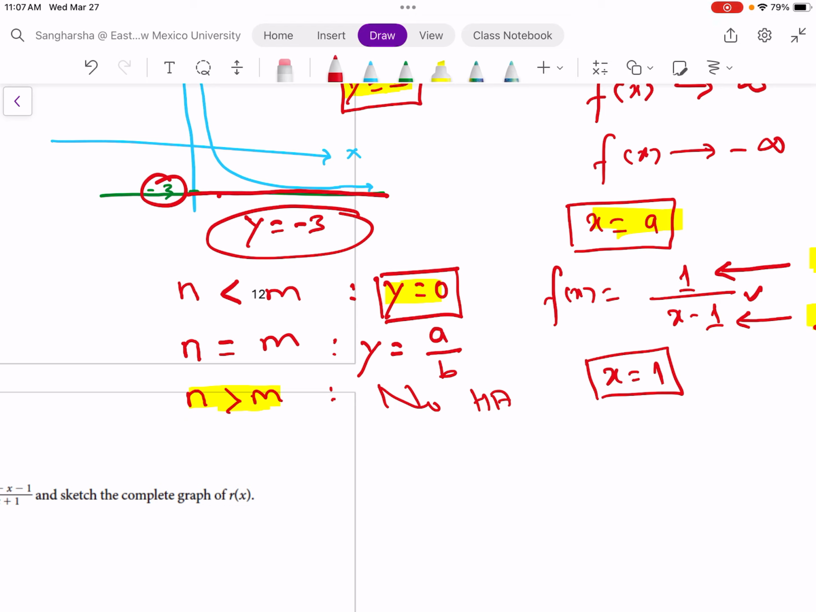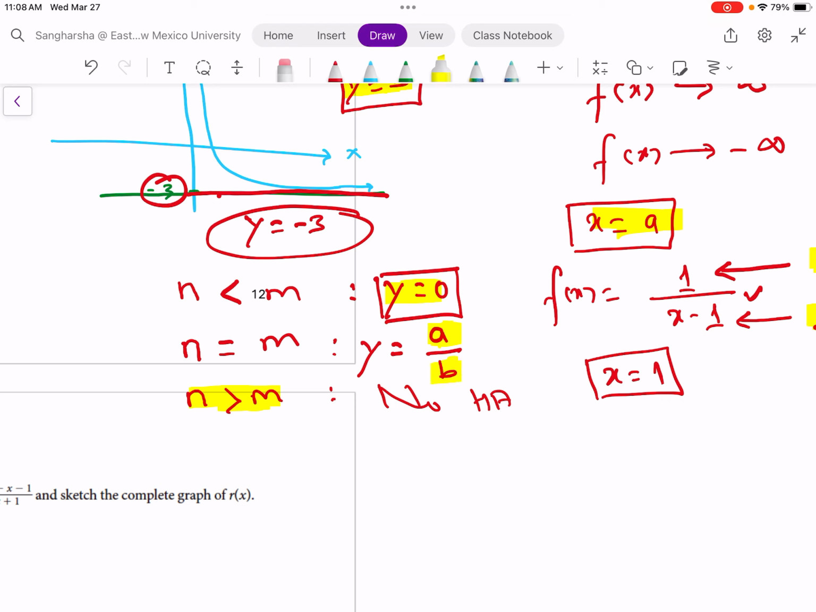But right now, these are the three conditions: if the degree of numerator is less than the degree of denominator, y equals 0 every time. If they are equal to each other, then y equals a over b. A is the coefficient of the leading term in the numerator, b is the coefficient of the leading term in the denominator.